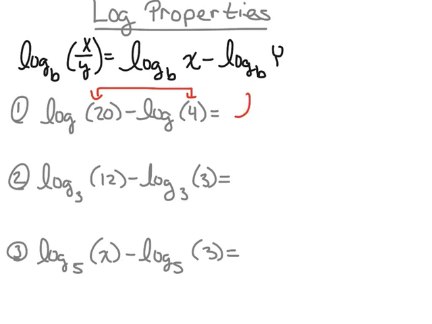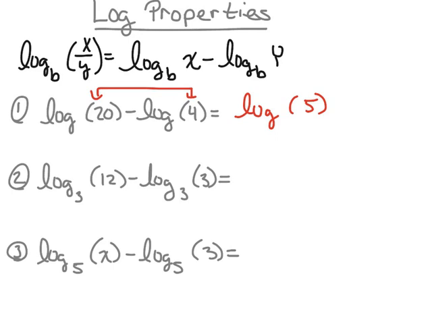So now we've got log. We're going to divide 20 by 4, and 20 divided by 4 would give us a 5. So we have log of 5. Let's not forget, guys, that we do have a base here. It's understood to be a 10.